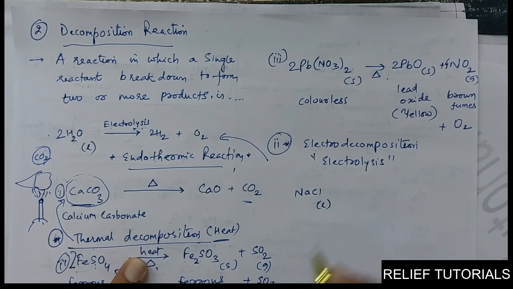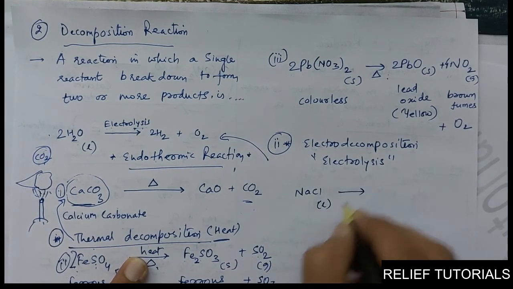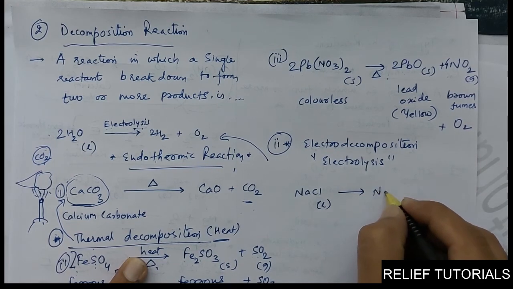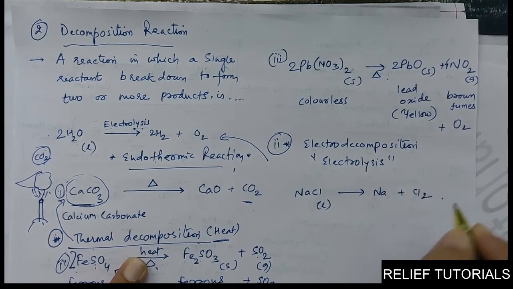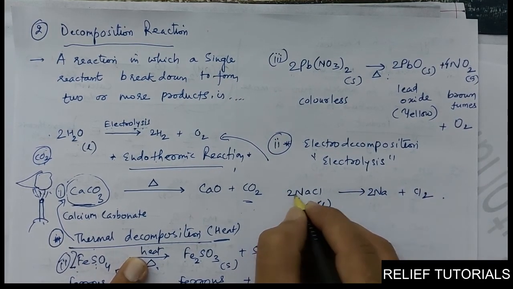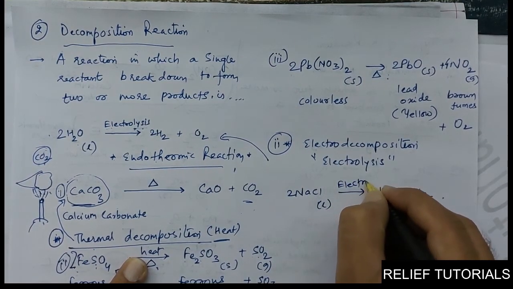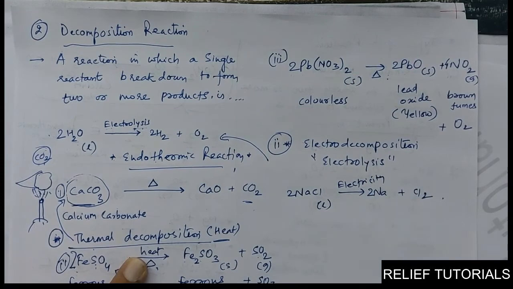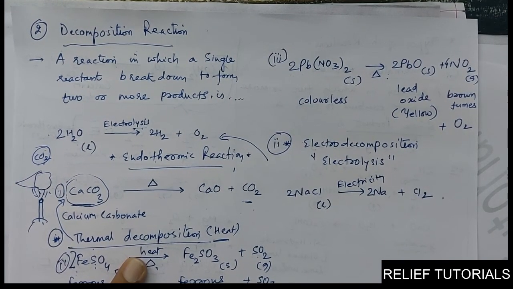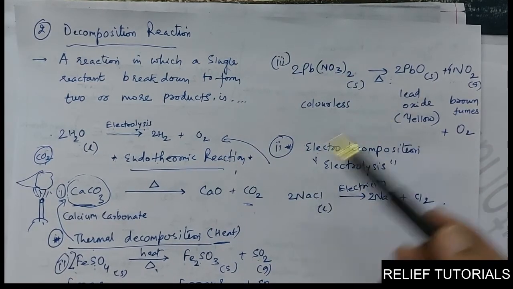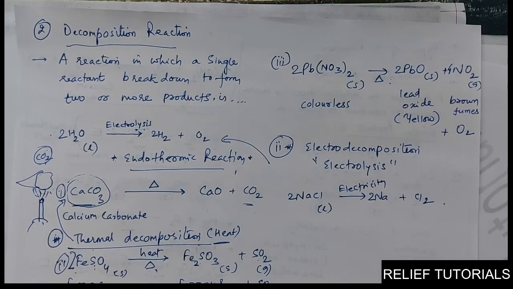In the same way you can decompose NaCl. First of all you have to convert it into liquid state. So liquid state of NaCl is divided into Na and Cl2. You can make it balanced by writing 2 like this, and here again we are providing electricity. So this is the example of what? Electrolysis process. 2 examples of electrolysis, and 3 examples of thermal decomposition reaction we have seen.